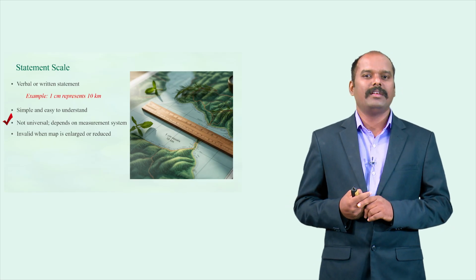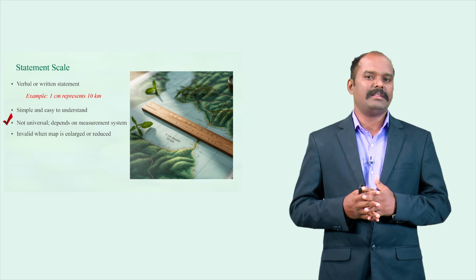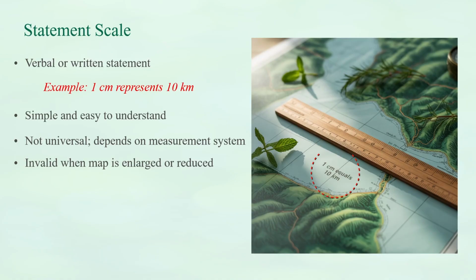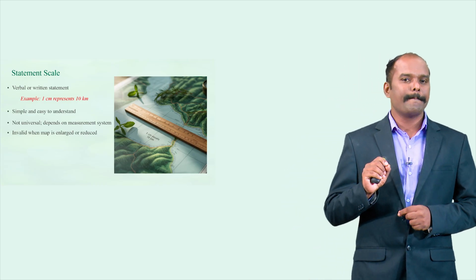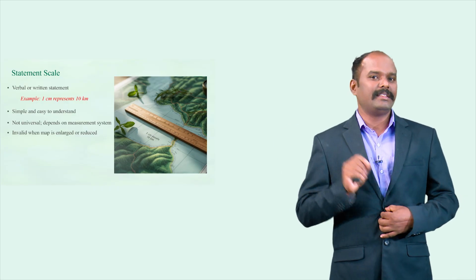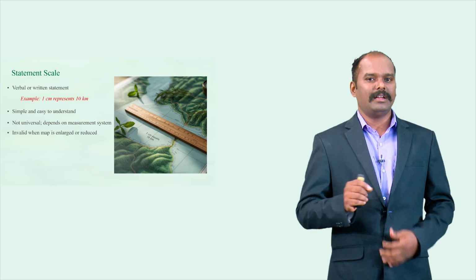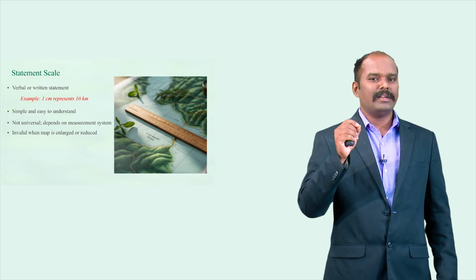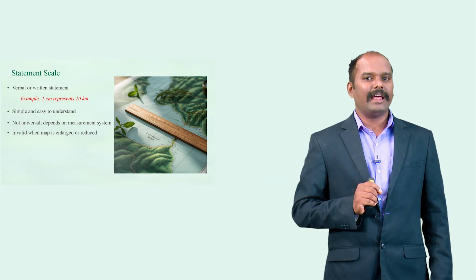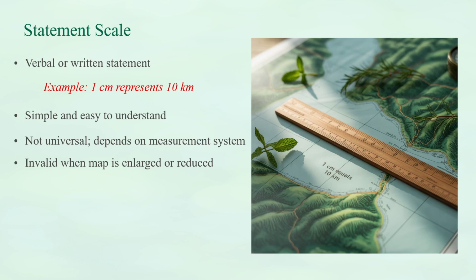Measurement system means what? There are different measurement systems, the metric measurement system and the English measurement system. For example, here 1 centimeter represents 10 kilometer. This statement scale is written in kilometer, so it is written in the metric system. Suppose we want to write in the English system, 1 inch represents so and so many miles, like that. English system is about miles and inches, and metric system is about centimeters and kilometers. We will discuss that in an upcoming slide.